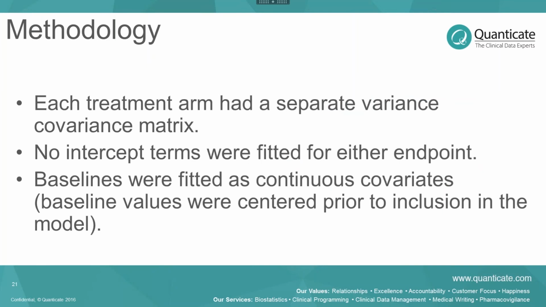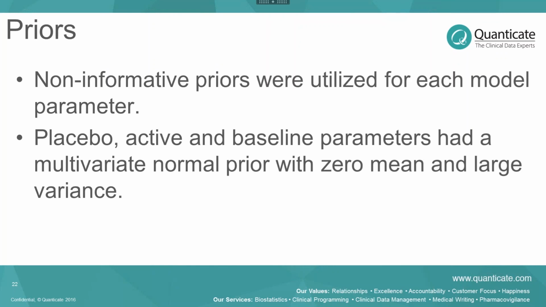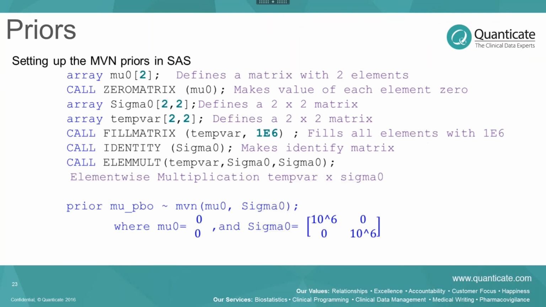No intercept terms were added, and the baseline was added as a continuous covariate. It was centred, as I mentioned before, so the mean was 0. We just made it a little bit easier to code. Non-informative priors were utilised for each of the model parameters. So the placebo, active, and baseline parameters had a multivariate normal prior distribution, so mean of 0 and large variance. So quite similar to the single endpoint.